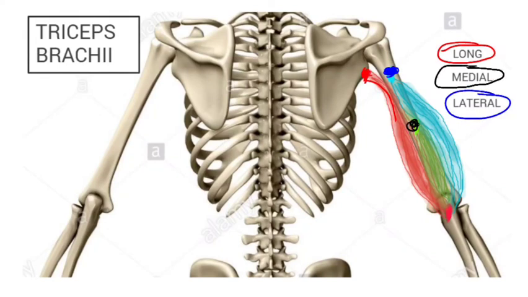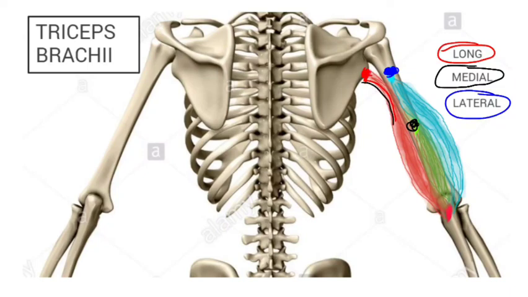Usually, class, with the triceps, the medial head is covered by your long and your lateral head, so it can't be seen posteriorly. But for discussion's sake, let's leave it open, just so we can see the medial head. Anyway, they each have their own origins. Again, the long head is from the infraglenoid tubercle. The lateral head is from the upper posterior shaft of the humerus. And the medial head is from the lower posterior shaft of the humerus.